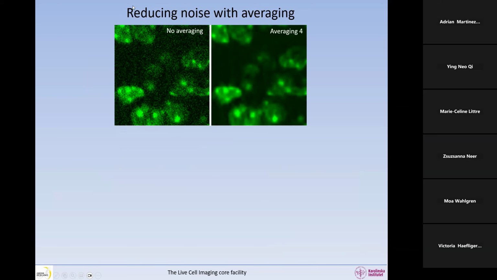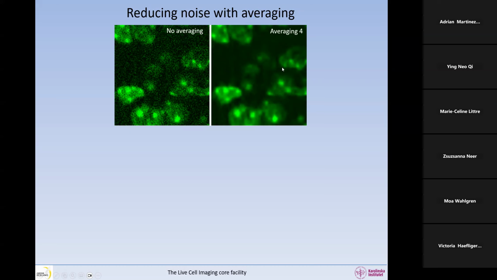Another way to reduce noise, so we have seen how we can increase the brightness of the image to reduce the shot noise, is averaging. We have averaging in both camera systems and single point confocal, but there is less advantage in using averaging on the camera-based system. Sometimes in the software, you will not even get it. So in this image that is not averaged at all, you can see the image is grainy. It's like sand on the image. So this is a grainy image that has a lot of noise.